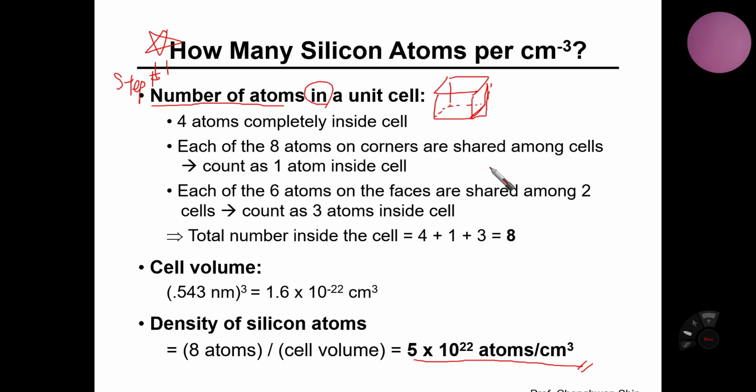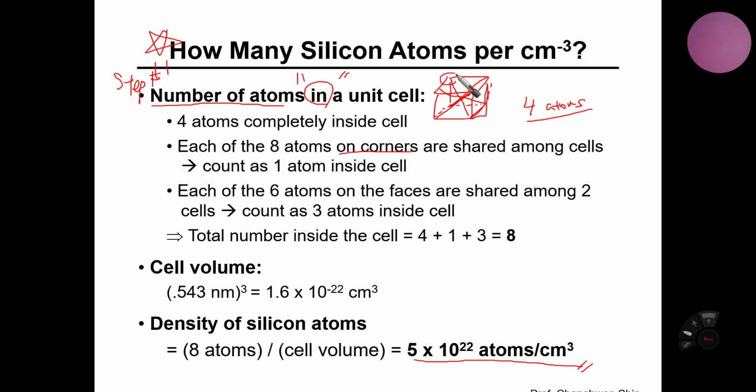So in a cube, how many silicon atoms are included in a unit cell? First of all, on each diagonal, 1, 2, 3, and 4. Okay, 4 diagonals, 4 silicon atoms are completely included within this unit cell. So in a unit cell, we can claim that 4 atoms are there. That's very easy. Next one is, what about the silicon atom on the corner?